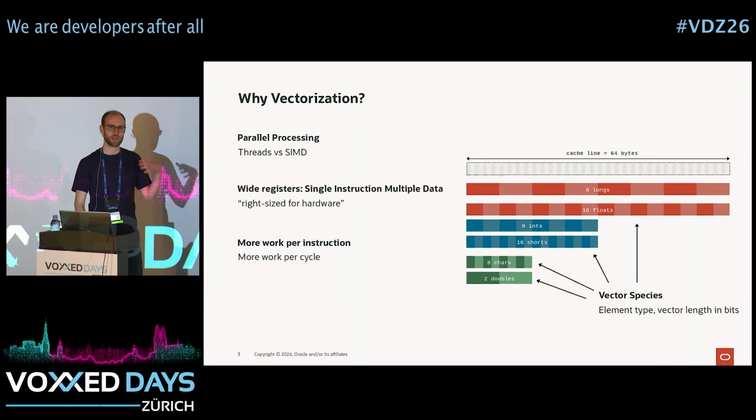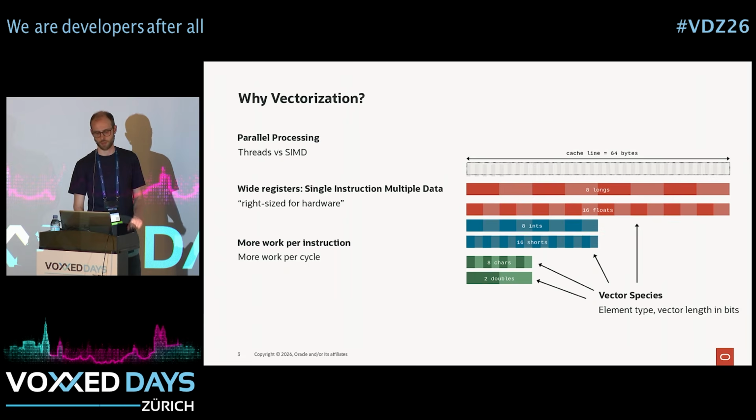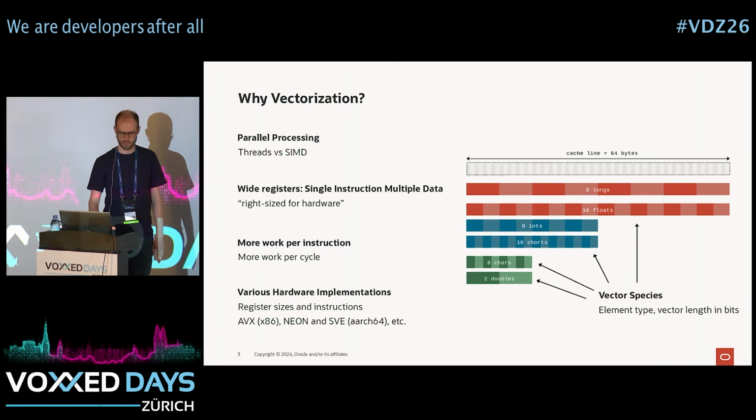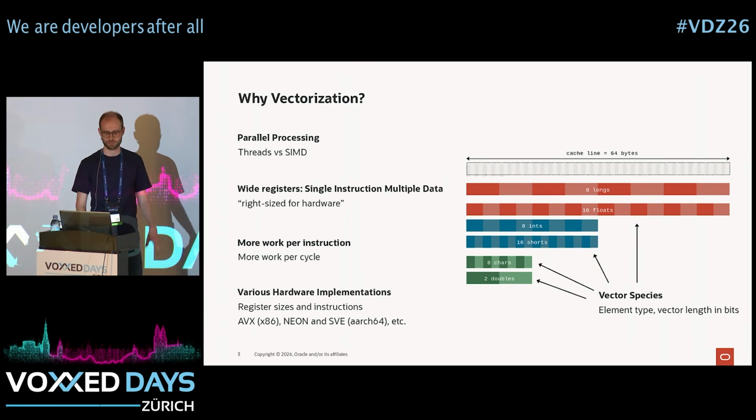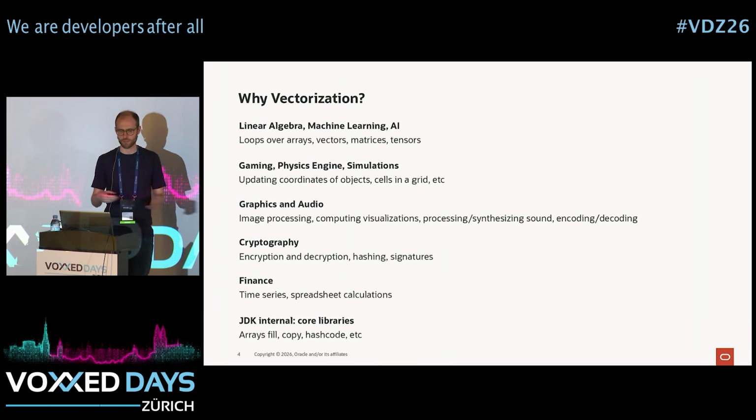And the cool thing is if we have these vector instructions, we can really do multiple operations in a single instruction. That means we get more work done per cycle. We get more out of our CPU. And as I've said, there's different hardware implementations. So depending on what specific CPU you have, different vector lengths or instructions are available or not available. And so the JVM needs to take that into account and figure out how to abstract over all that different hardware. Write once, run anywhere, right? That's the promise.